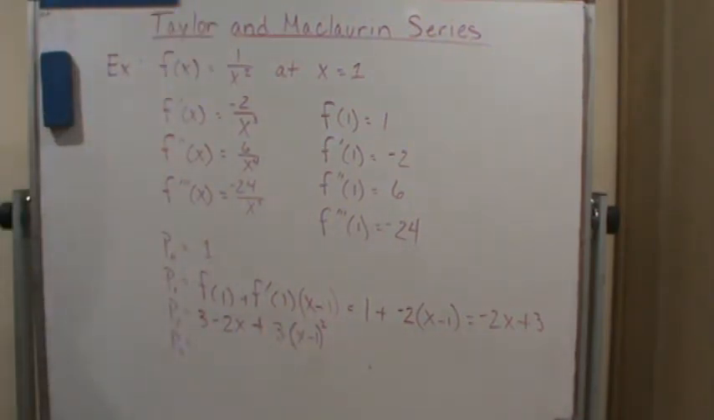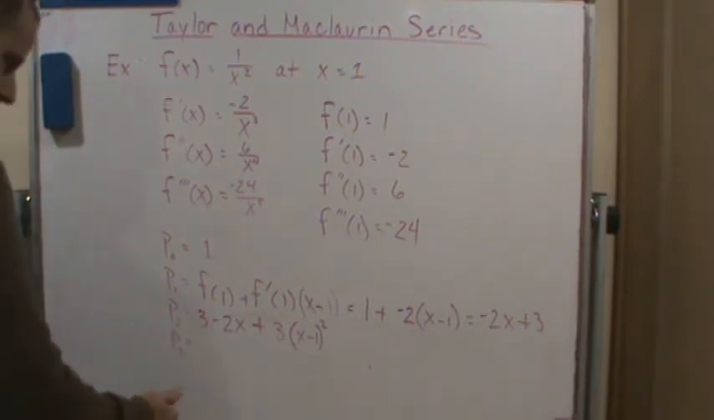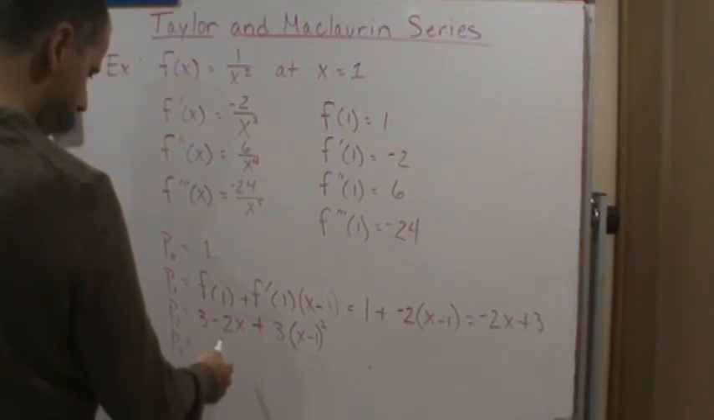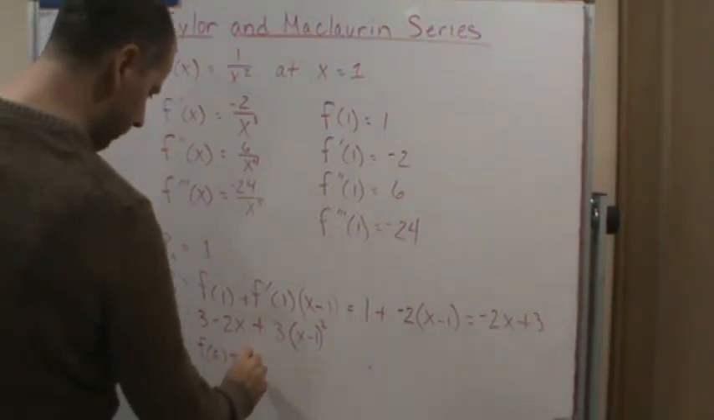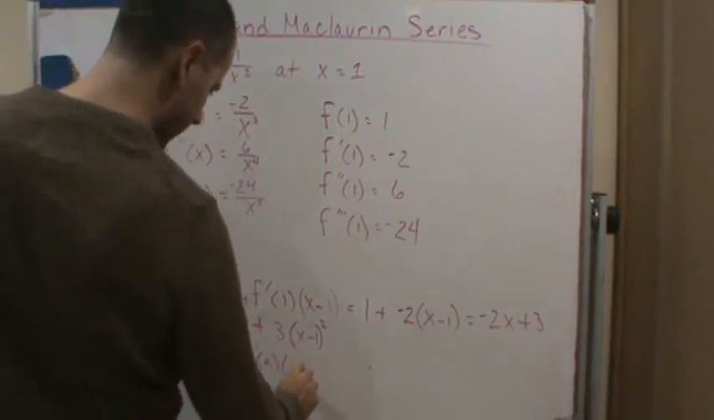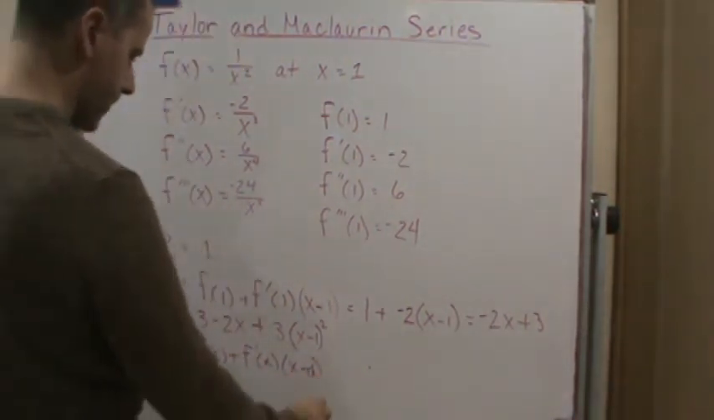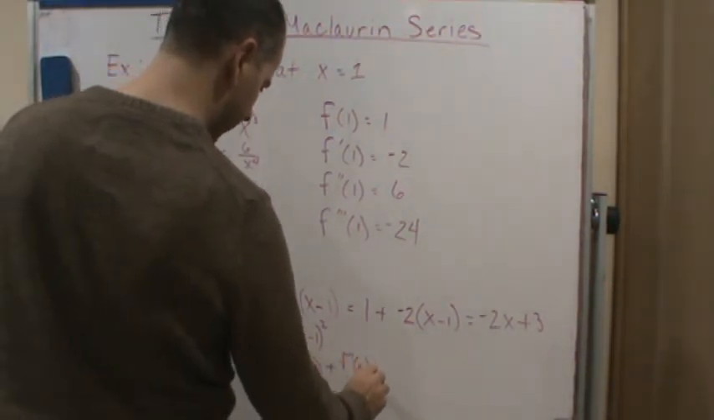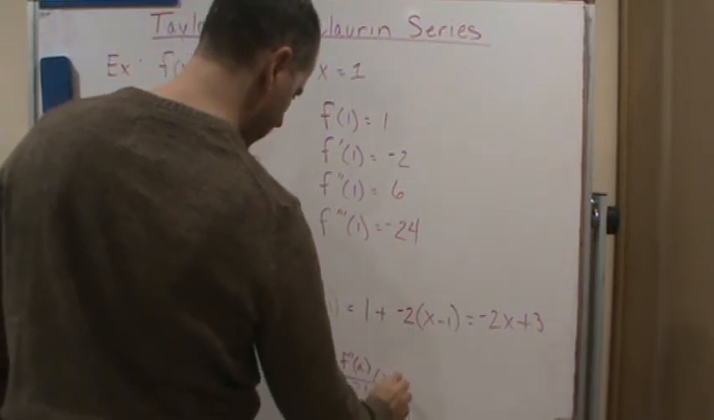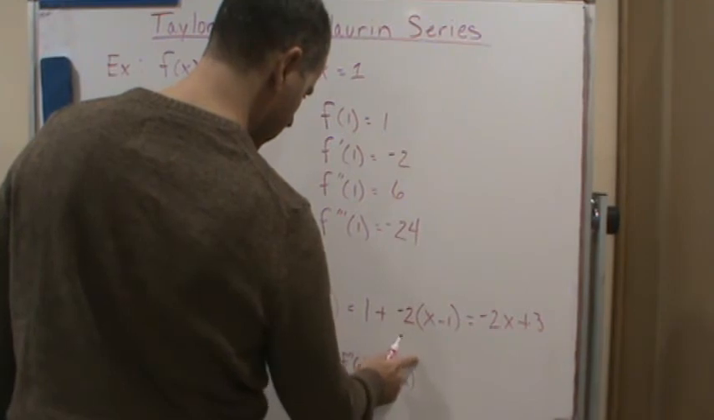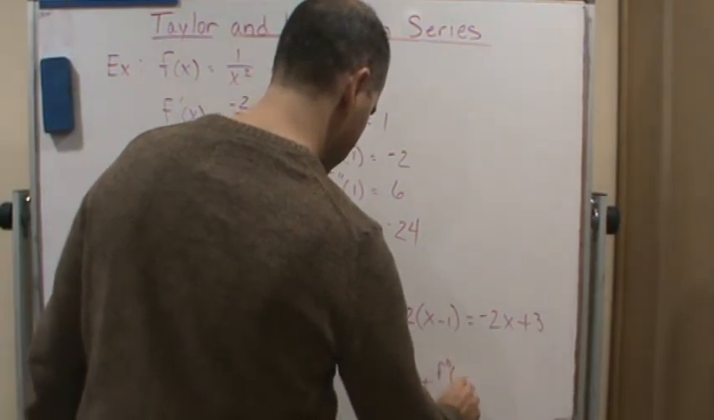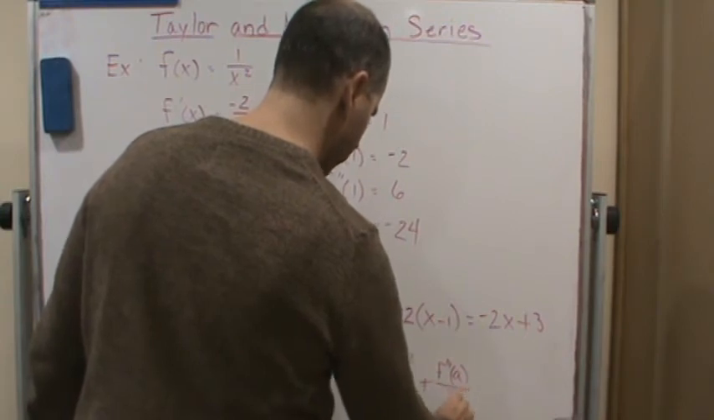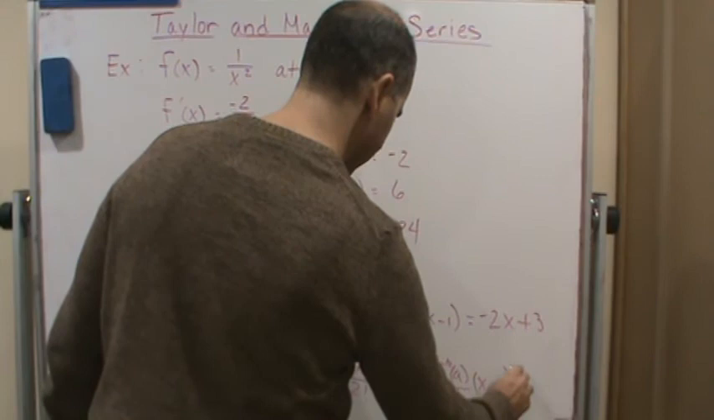Okay, so now what's the next one going to be? You might already have a clue of what it might look like. Well, again, it's going to be f of a plus f prime of a times x minus a plus f double prime of a over 2 factorial times x minus a squared, and then plus f triple prime of a over 3 factorial times x minus a cubed.